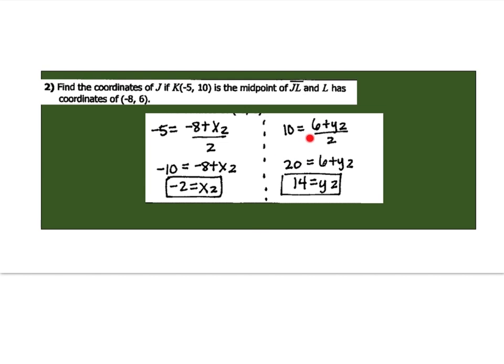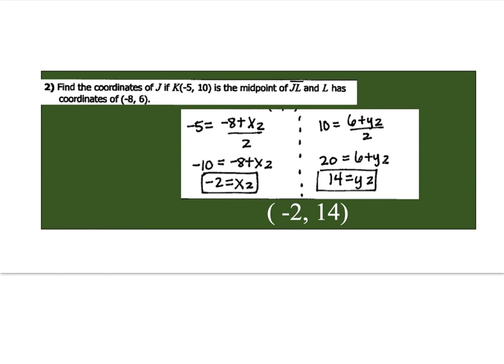And then we have our other y value plus the y value that's given, all divided by 2. To get rid of this fraction, we multiply both sides by 2. So 10 times 2 is 20. We have 20 is equal to 6 plus y. And then we subtract 6 and we get y is equal to 14. So we write it as a coordinate, and we get negative 2, 14.